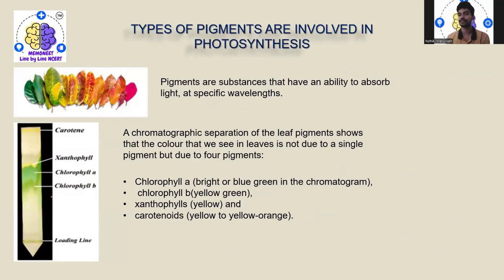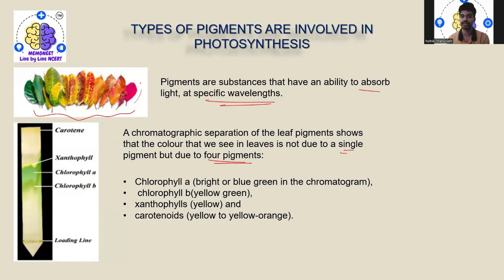So there are pigments which are involved in photosynthesis. You can see the colorations of this flower in this figure, right? Pigments are the substances that have an ability to absorb light at specific wavelengths. A chromatography technique has been conducted to separate the leaf pigments, and it shows that the color that we see in the leaf is not due to a single pigment, but due to four pigments.